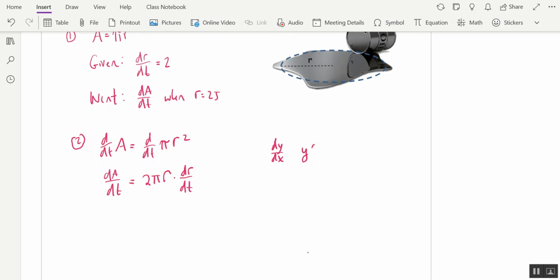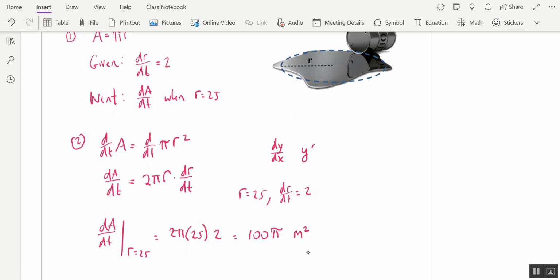Okay, so now we're just going to plug in what we know. We know r is 25, and we know dr/dt is 2. So dA/dt at r equals 25 is 2 pi, r is 25, and dr/dt is 2. So that's 100 pi. And now I'm going to put the units back on for my final answer. Radius is being measured in meters, so area is going to be meters squared, and that's going to be per minute. And there's your rate. Super easy if you follow the steps.